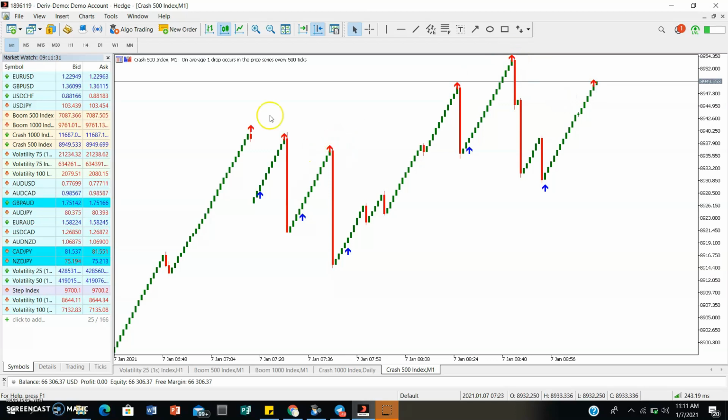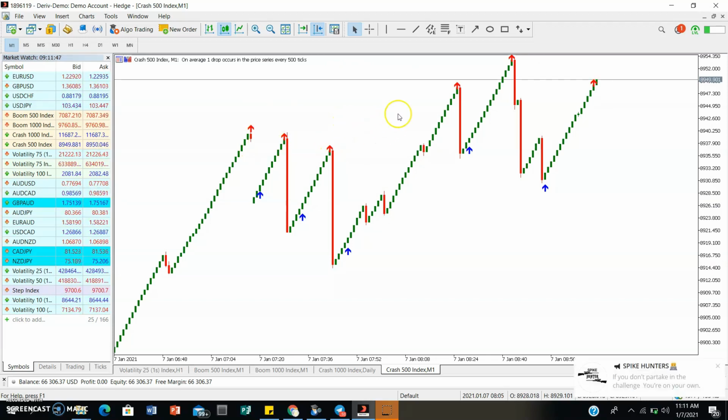Now it looks like the indicator is 100% accurate, which is not even close, because right here you would say that it was jumping from candlestick to candlestick up until it reached the last candlestick. And then it looks like it correctly predicted the spike. But that's not what I want to talk about today.